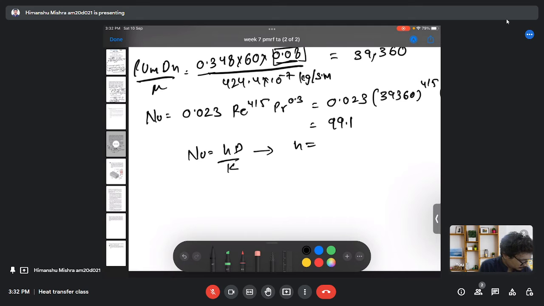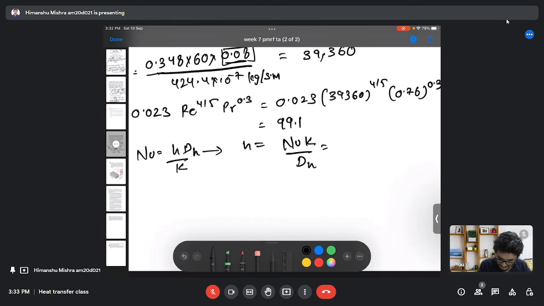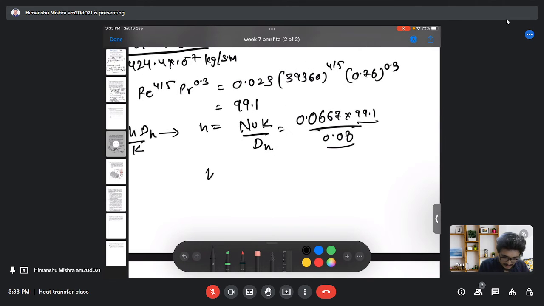The Nusselt number is actually the non-dimensional heat transfer coefficient. So I can write it as, so this is my hydraulic diameter actually. I'm just putting the value here. This is my hydraulic diameter and this is my Nusselt number that we just found. And my heat transfer coefficient would be around 82.6 watt per meter square Kelvin.